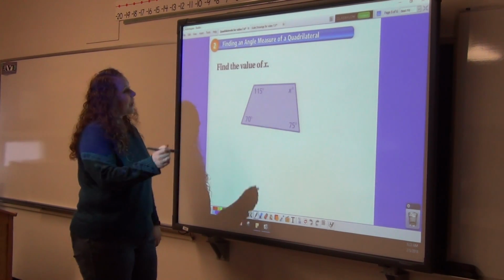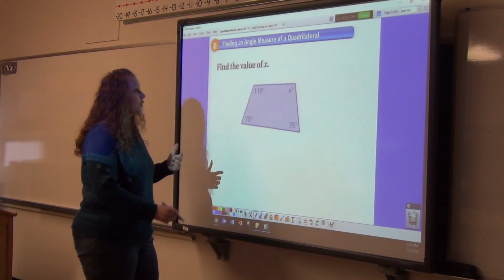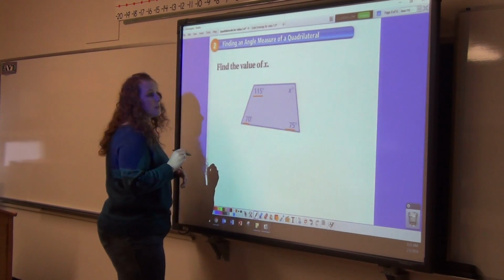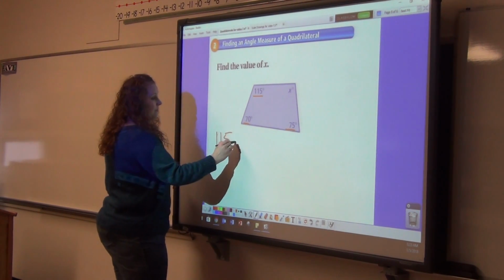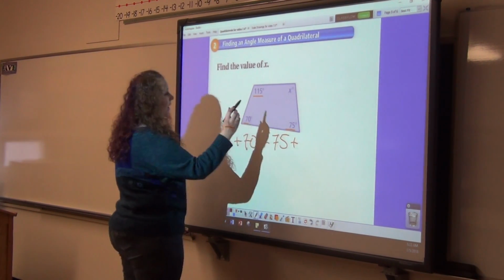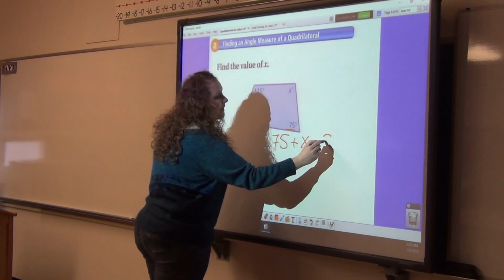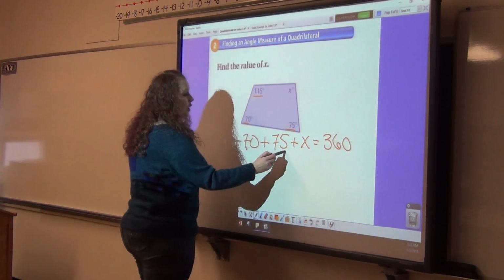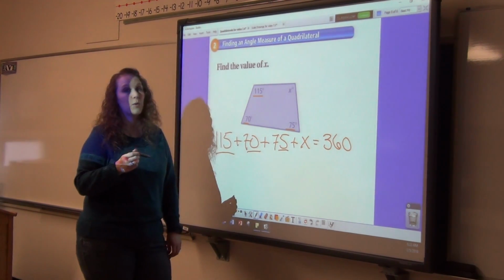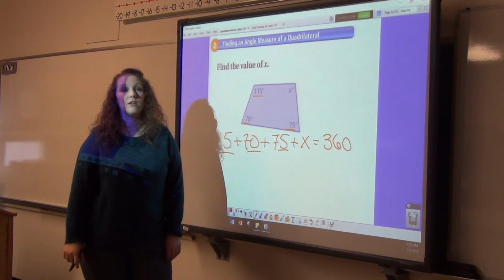Alright, so if we know three angles of a quadrilateral, we can find the fourth one, because we can add the three known angles together. We've got 115 plus 70 plus 75 plus x, and that equals 360. You combine your like terms and then use inverse operations to solve for x. And that is how you find the missing angle of a quadrilateral.